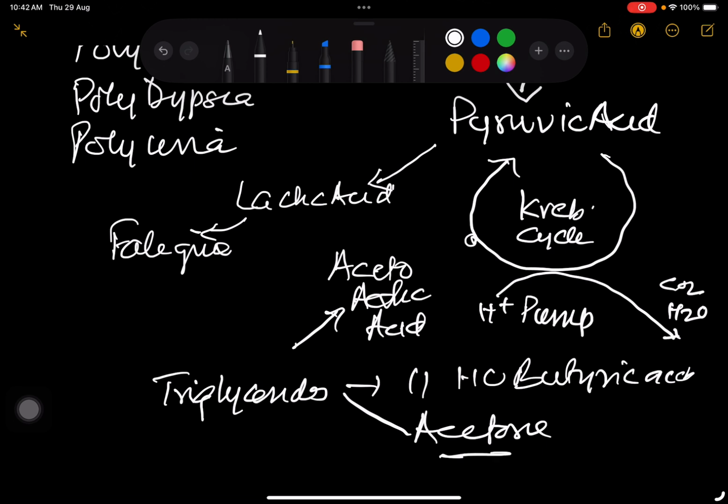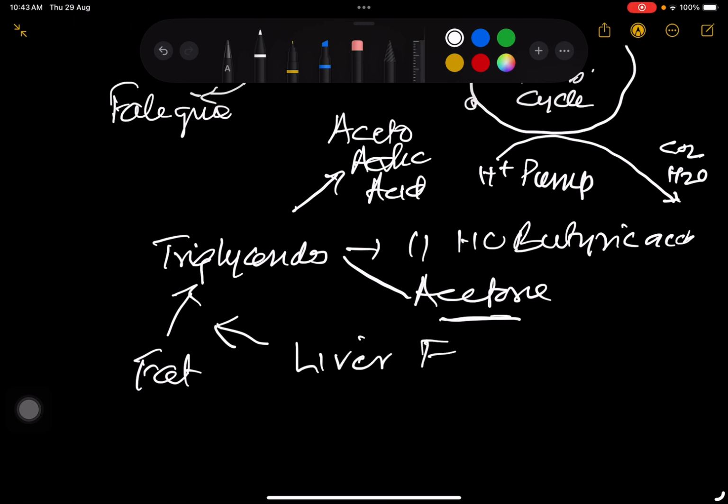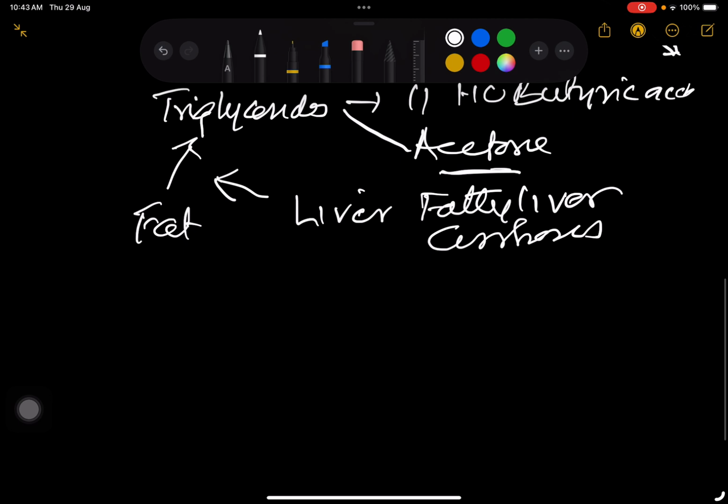If you are getting acetone in urine in diabetes, you know that the fat is burning. So triglycerides would come from fat. And which organ will make this change? Liver. So there is fatty liver and thus cirrhosis. And where would the fat come from in the liver? From fat stores.